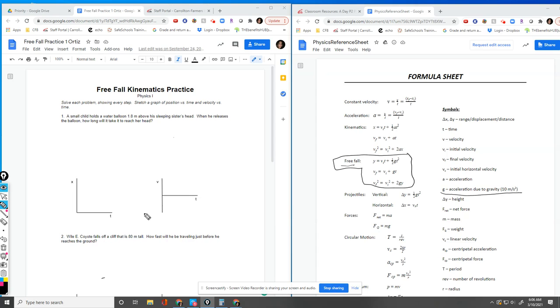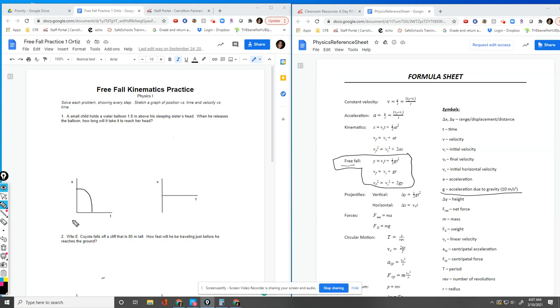So I find it easier to start with the information that is given to me. So it's saying that it starts at 1.8 meters above the sleeping head. So it's going to be like high in the positive axis. And because it starts with a zero velocity, it starts low and then it speeds up. So that would be my graph for position versus time. So how did it change in displacement, position versus time?